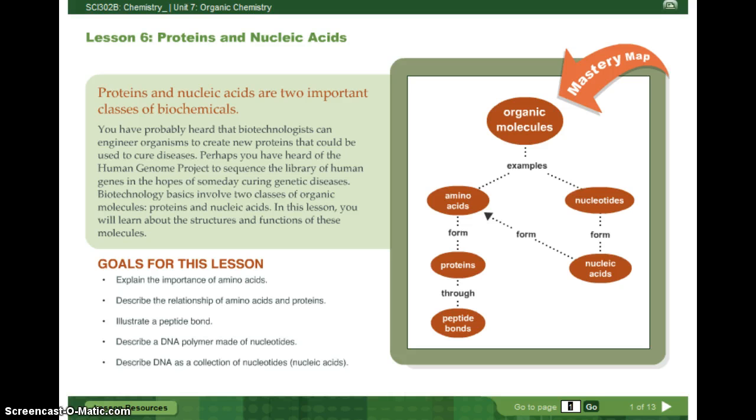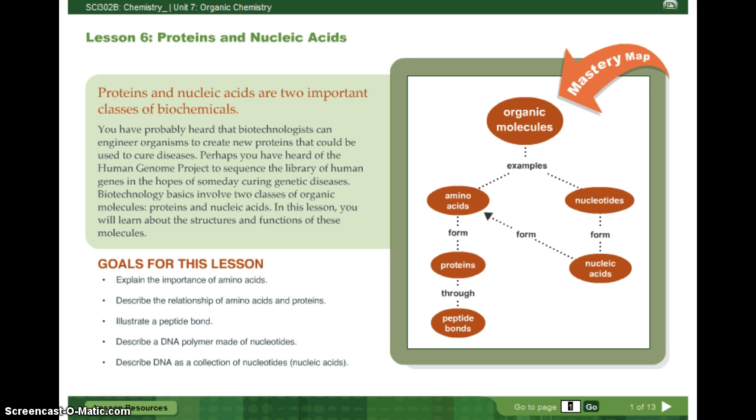Proteins and nucleic acids are two important classes of biochemicals. You have probably heard that biotechnologists can engineer organisms to create new proteins that could be used to cure diseases. Perhaps you have heard of the Human Genome Project to sequence the library of human genes in the hopes of someday curing genetic diseases. Biotechnology basics involve two classes of organic molecules, proteins and nucleic acids. In this lesson, you will learn about the structures and functions of these molecules.